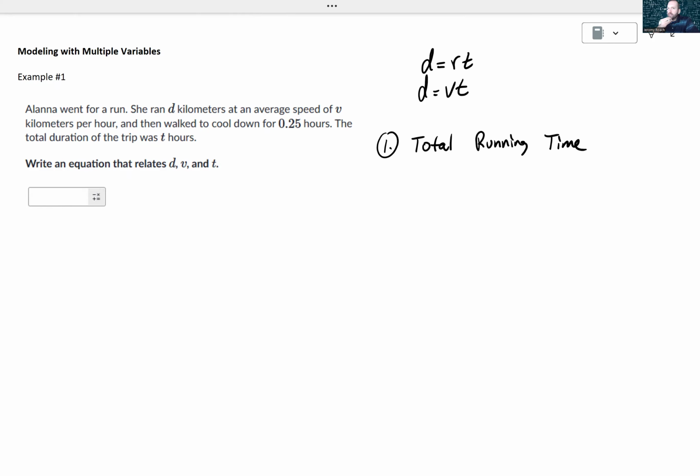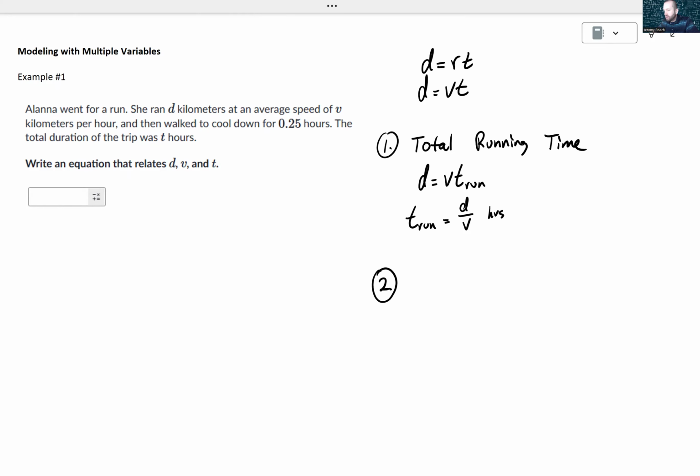So the total running time is D equals VT, where T is the time that she spent running. If we want to write the time now, we're going to solve for T, the running time. So T equals D over V, and that's in hours. You don't have to write the hours. I'm just writing that there to show you that that's equal to time.